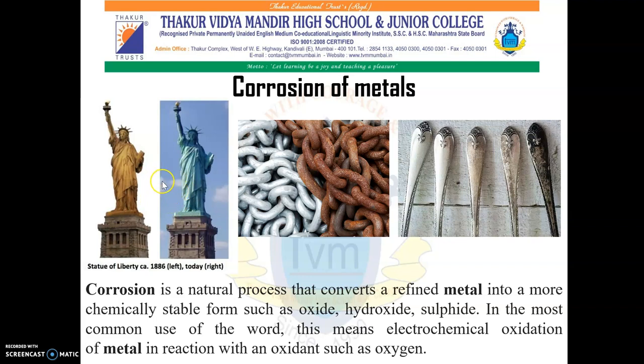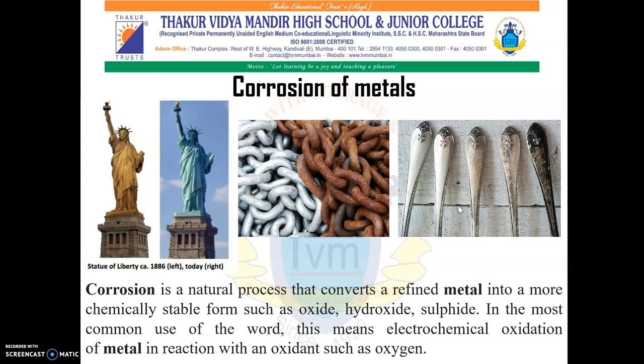So, copper loses its luster due to the formation of greenish layer of copper carbonate on its surface, and that is why it has turned green in color. So this is called patination of copper. In the second example, you can see the iron chain. It reacts with the moist air and deposits a reddish substance over it. This substance is called rust.